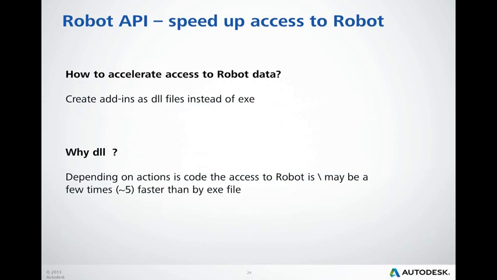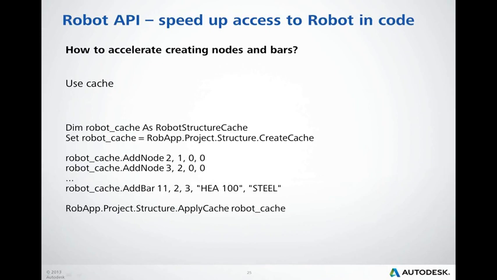How to accelerate access to Robot data? Create add-ins as DLL files instead of exe files. Access to Robot this way is 5 times faster than by an ordinary exe file. For much faster creating of nodes and bars, cache can be used. After creating nodes and bars in cache by AddNode or AddBar methods, use ApplyCache to flush this data to Robot in one fast step.